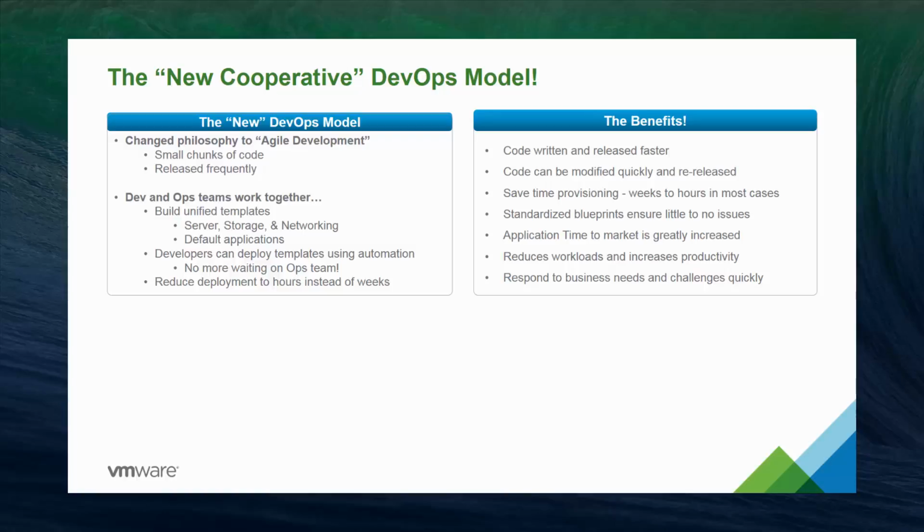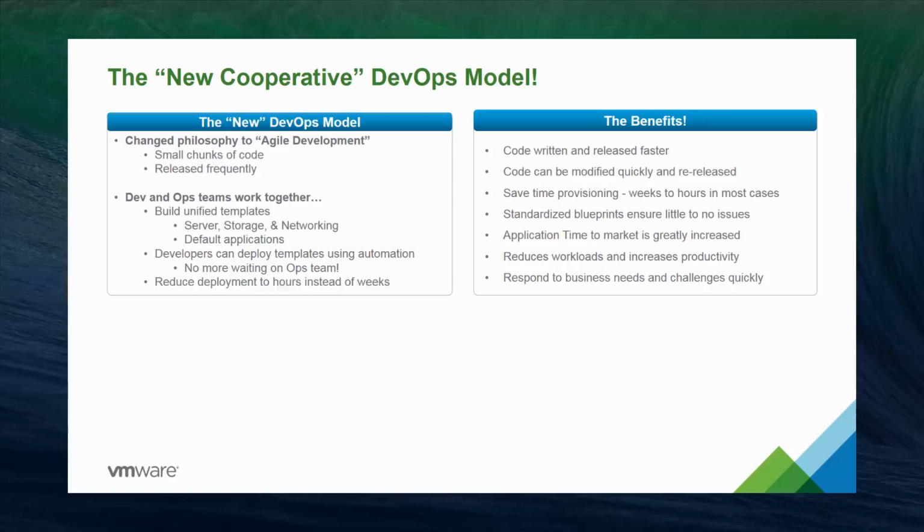So the overall benefits of this new cooperative DevOps model is, code is written and released much faster. It also has fewer issues. If there is an issue, it can be very quickly troubleshot and modified and then re-released again. You save time provisioning the application and all the associated VMs to production, again, from weeks to months down to only hours or days at best.